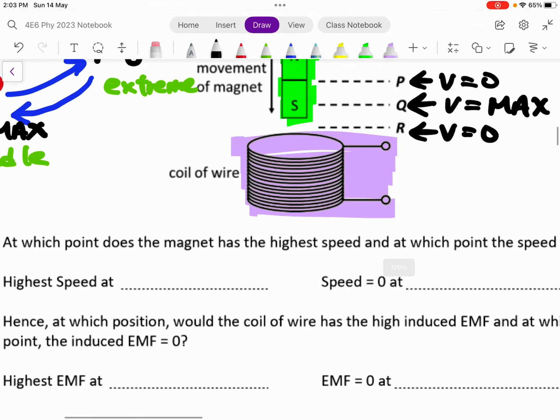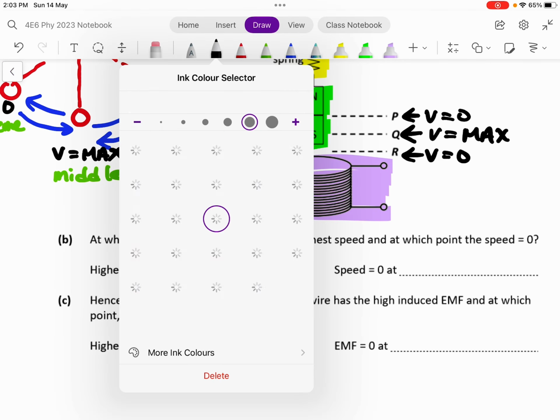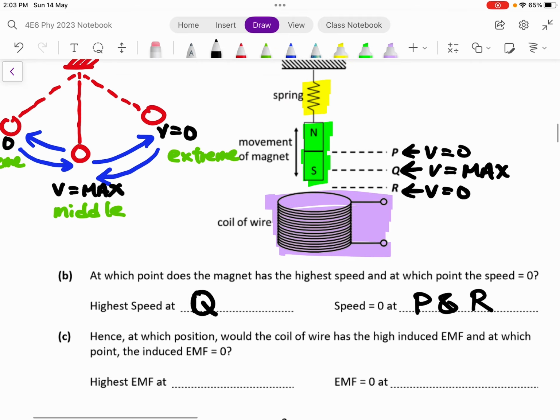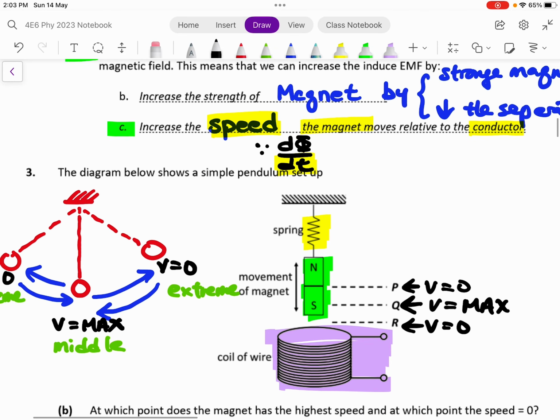So with this logic, basically you would be able to answer B and C here. Higher speed would be at Q, and there will be zero speed at P and R. So just now we have talked about point number 2C.